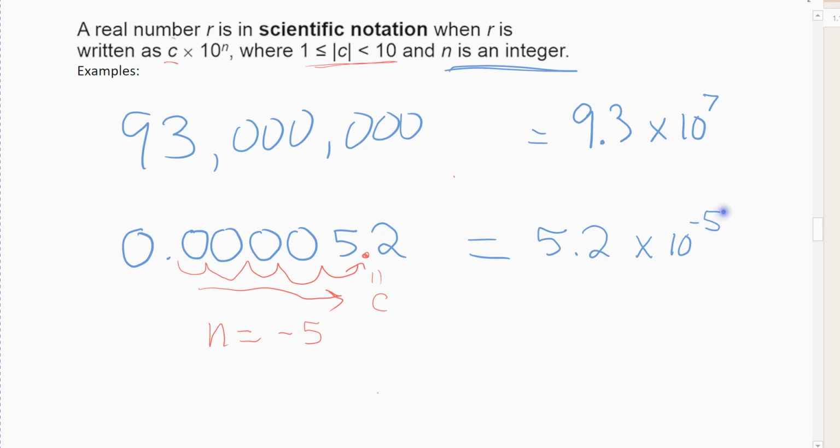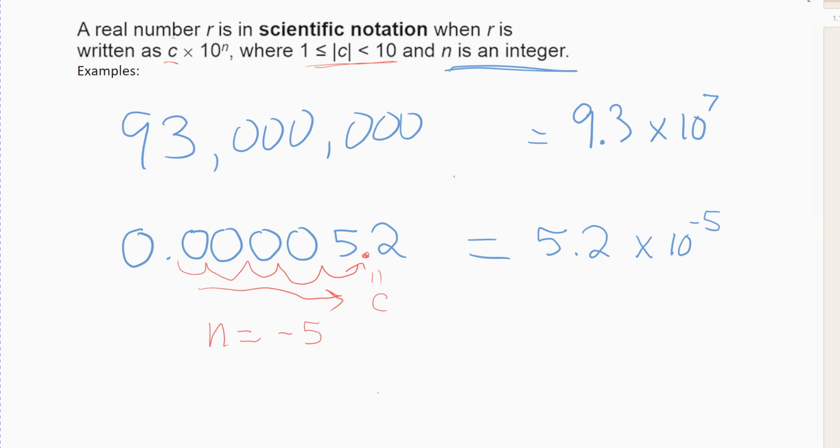Another way to remember it's a negative 5: remember negative exponents mean reciprocal, which means this number really is a fraction. It really is a decimal. A fraction can be written as a fraction or decimal. So whenever it's a fraction or a decimal, the exponent is negative. In this case, it's negative 5. And that's the scientific notation.